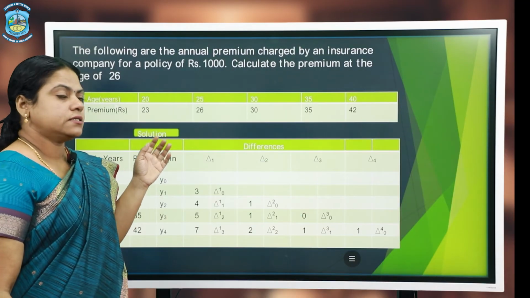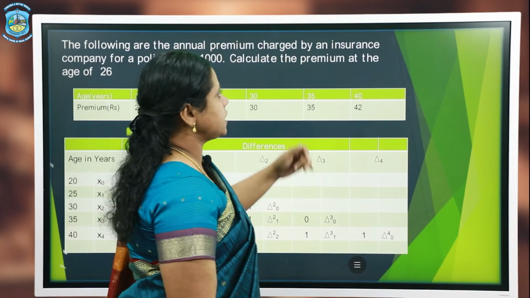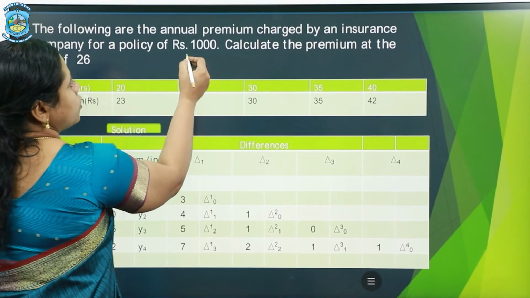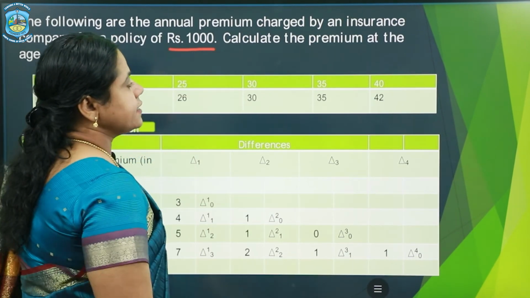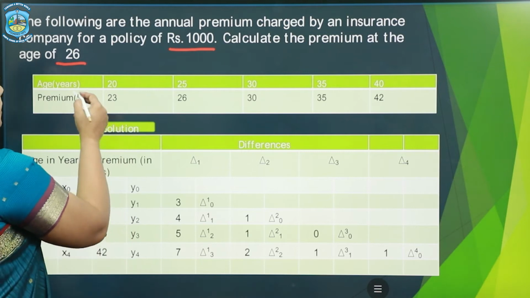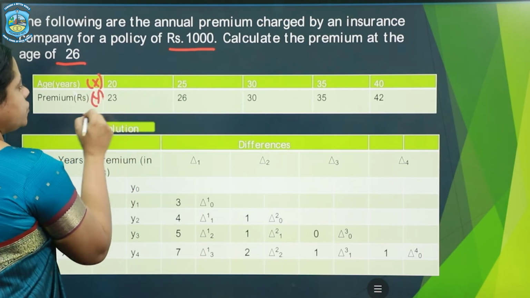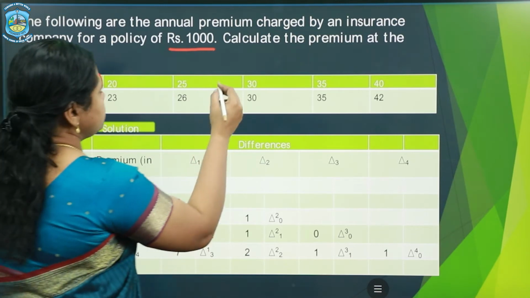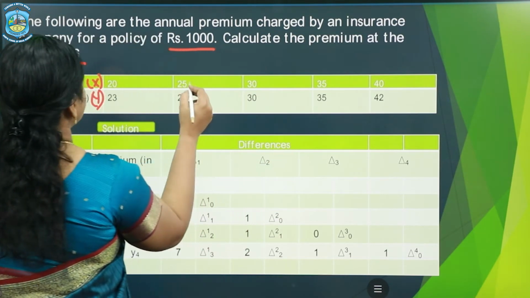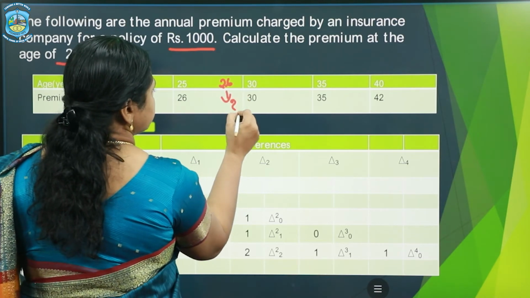Let's understand this with the help of this practical. The following are the annual premiums charged by an insurance company for a policy of rupees 1000. Calculate the premium at the age of 26. So here age in years is given, which is X, and premium is also given, which is Y. We have to interpolate for X equal to 26. Okay, this is to be interpolated.